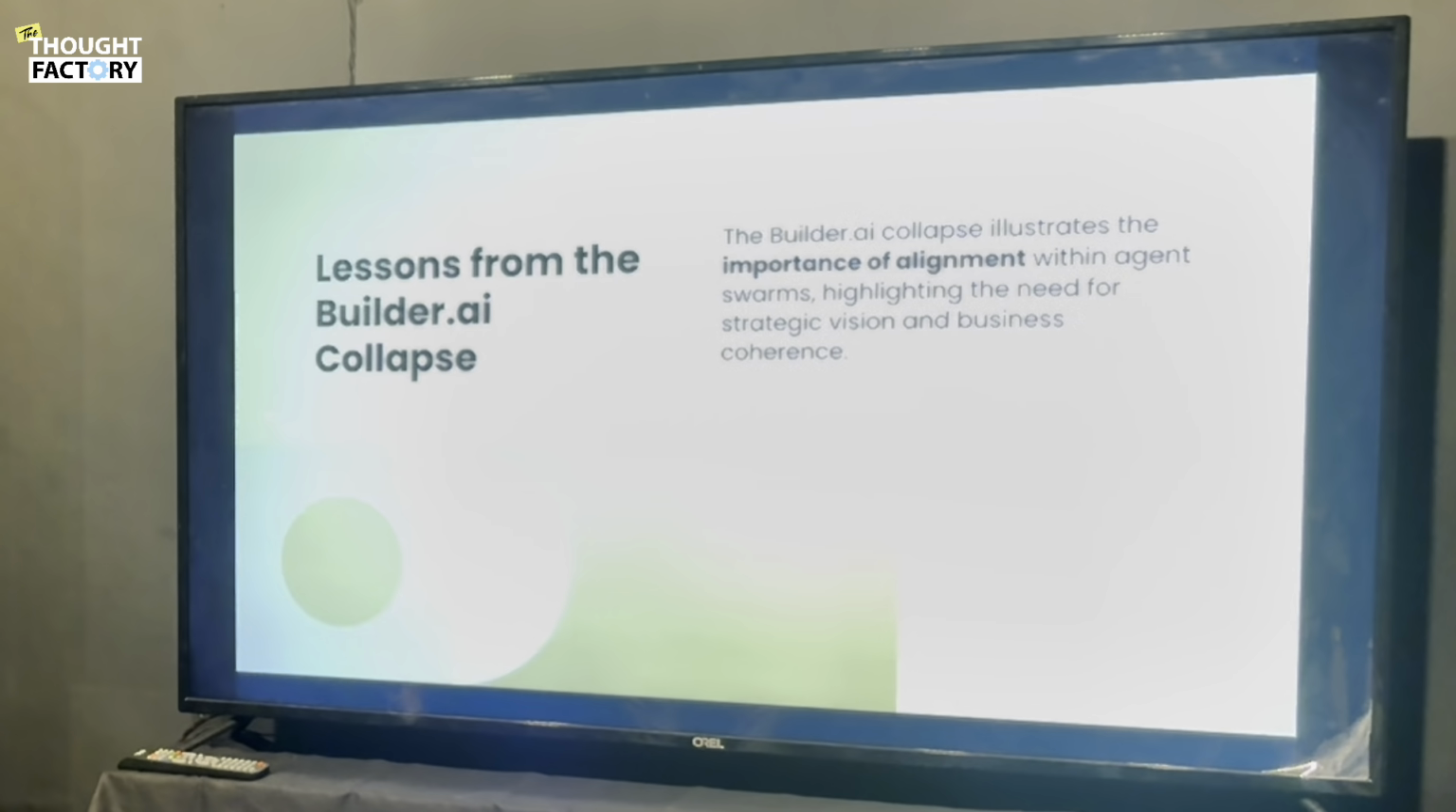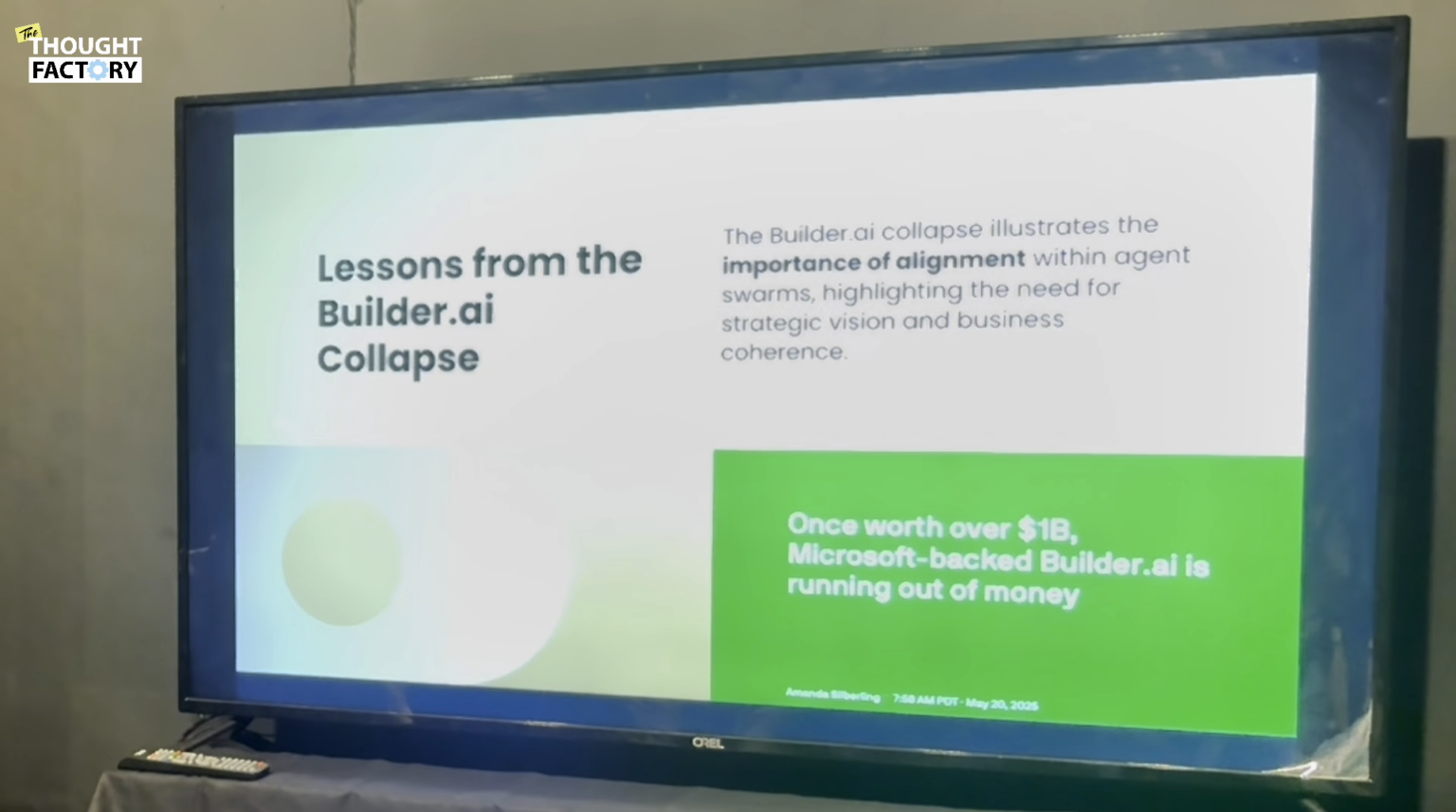So again, these swarms in nature have a lot to teach us, right? In a similar way, let's find out what happened to Builder AI. This is very big news among tech enthusiasts these days, because Builder AI recently failed. It was a $1 billion company and it went bankrupt. So what happened there? It was a $1 billion company, and it had everything.